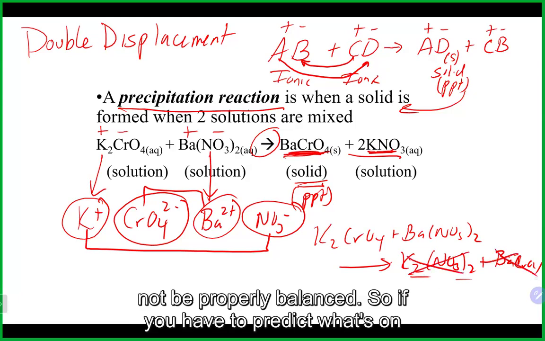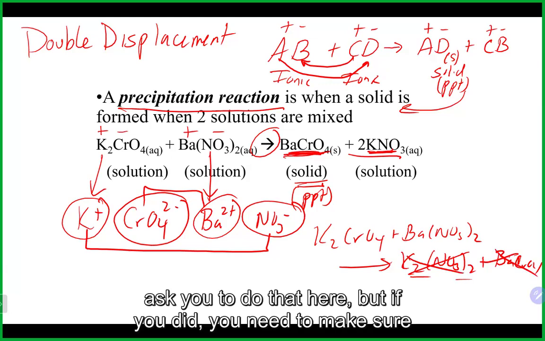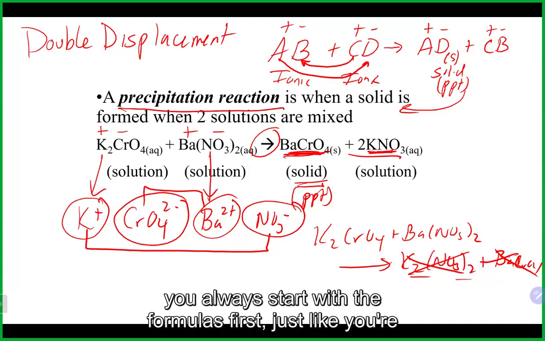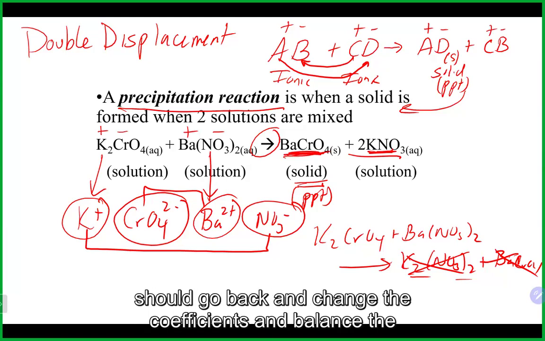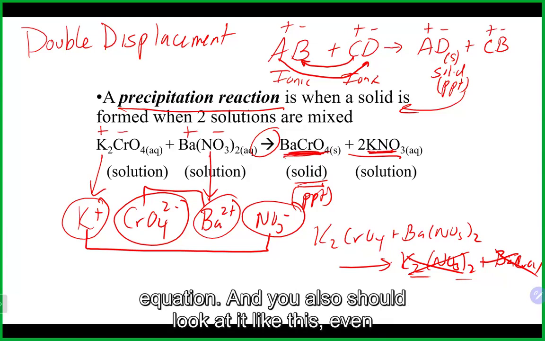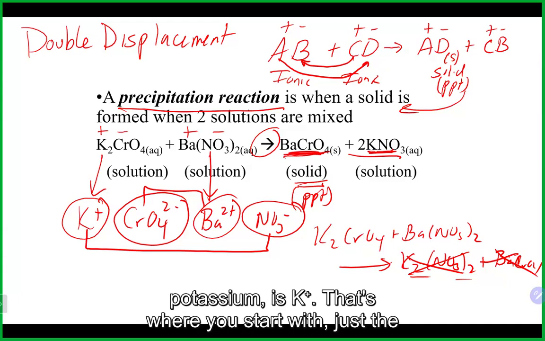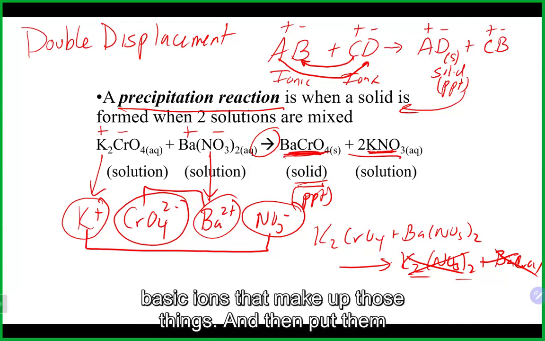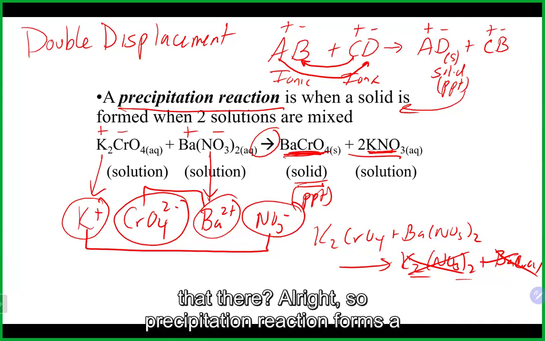So if you have to predict what's on the other side of the arrow, and I don't know how much I would ask you to do that here, but if you did, you need to make sure you always start with the formulas first, just like you were doing nomenclature, get everything settled, and then you should go back and change the coefficients and balance the equation. And you also should look at it like this. Even though there's 2 potassiums in that first guy, the basic ion of potassium is K+. That's what you start with, just the basic ions that make up those things, and then put them together correctly, and then balance them. Any questions on that there?